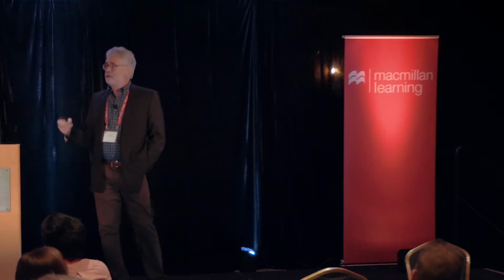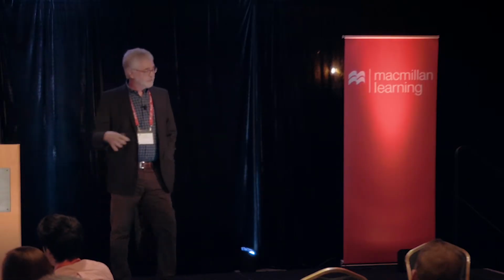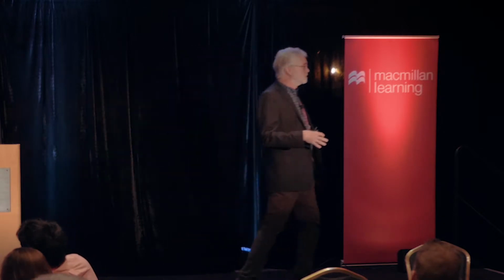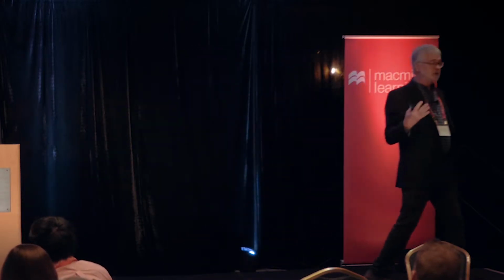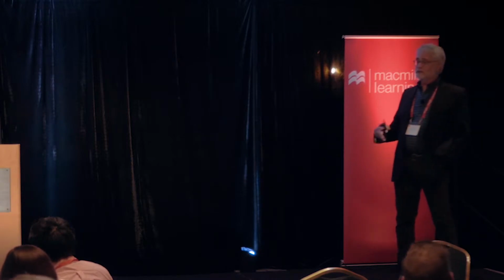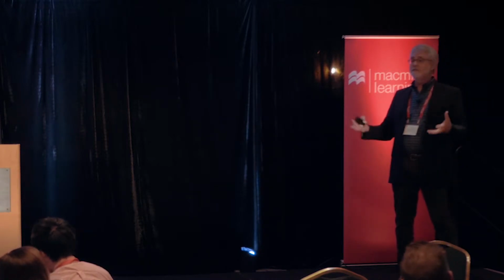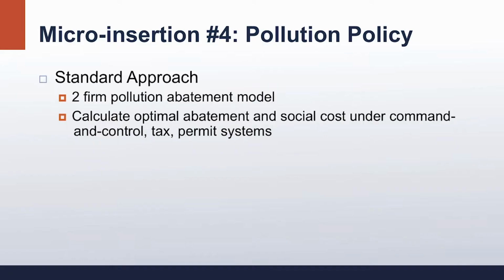So those are all examples of adding a little question. I have more examples of these, and if you're interested, I'm more than happy to talk to you about this. But Davis also recommends changing the context of a question in a way that highlights some of these ethical issues. And so this is a standard approach to teaching pollution policy. You have your two firms with different marginal costs of abatement. Students find the socially optimal level of abatement, calculate the cost of a command and control system versus a tax versus a cap and trade system, and figure out who's going to buy permits and who's going to sell.